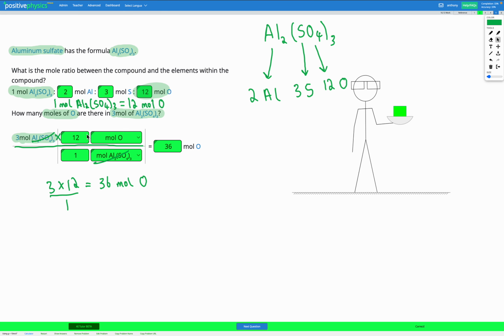So in these questions, all we need to do is count how many of each element we have in one formula unit of our compound and use that to find our mole ratio. Then we're using our conversion table, the same as usual, to figure out how many moles of a given compound contain how many moles of a given element.